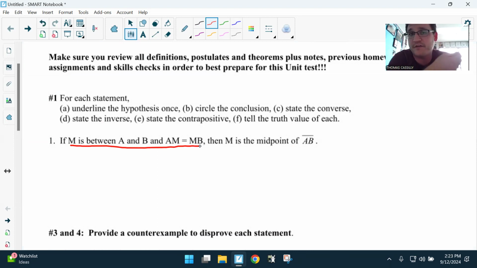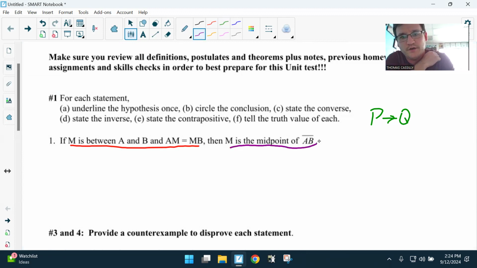All right, so the hypothesis is always everything between the if and the then, right? So our notation is P arrow Q. That is our conditional statement. So if P, in this case, if M is between A and B and AM equals MB, that is the hypothesis. Now, the conclusion is M is the midpoint of AB. Is that a true statement? Well, yes, it is. All right, so I'm going to put a T on that one.